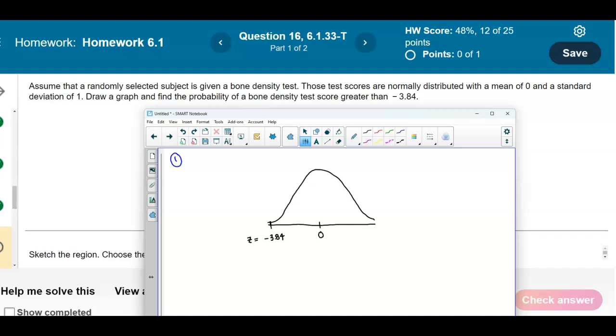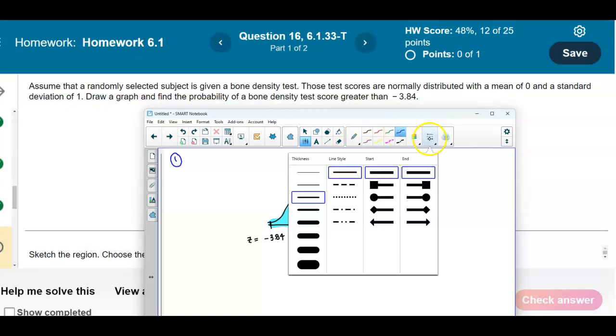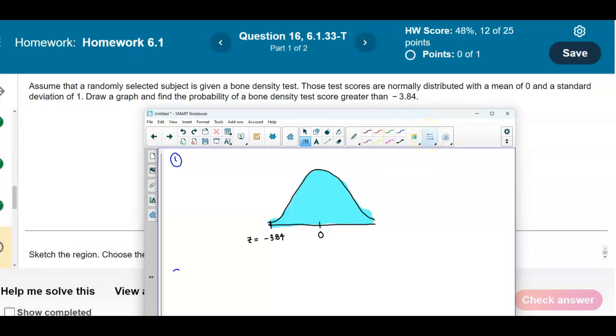So let's go ahead and put that there, and then we're going to shade everything to the right of that, since we're trying to find that it's greater than. So we're looking for everything that's to the right of this value, and that's going to represent our probability. So in step 2, we're looking for the probability of when the z-score is greater than or equal to negative 3.84, and we want to find out what is that area.